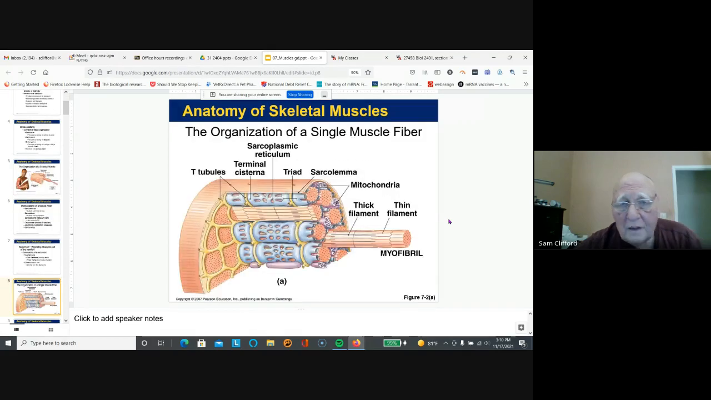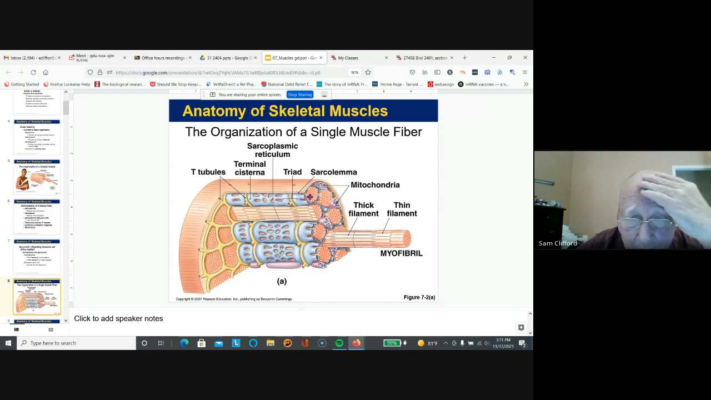And let's look here. So the entire muscle cell is surrounded by the endomysium. Inside is the sarcolemma. So this is a single muscle fiber, meaning a single muscle cell. Each muscle fiber is made up of bundles of myofibrils, which are made up of thick and thin filaments.